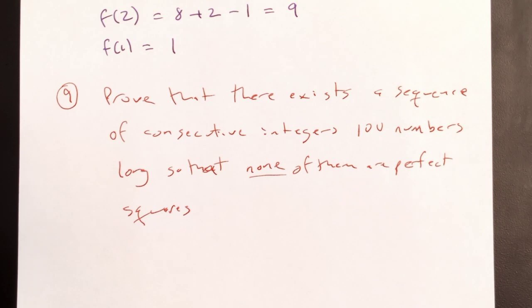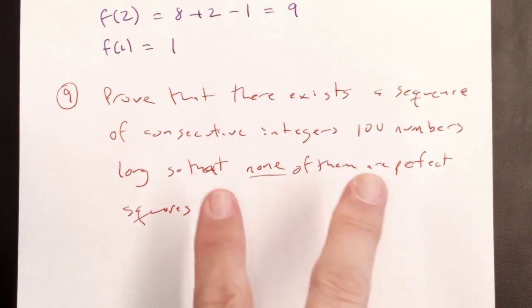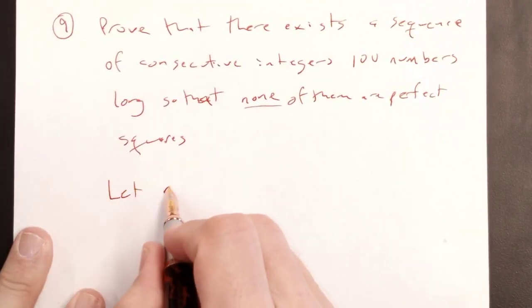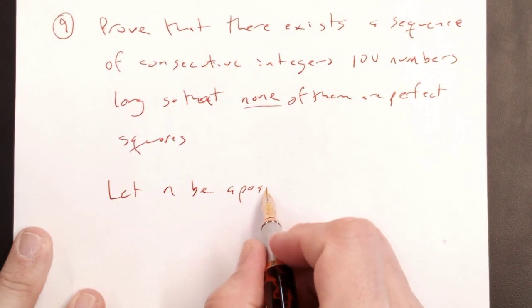I can prove this either constructively or non-constructively. I want to do it both ways. I just want to know which one you want to see first, constructive or not. Non-constructive. Okay. If I'm looking at consecutive integers and I want none of them to be squares, then let's start with a square. Let n be a positive integer.